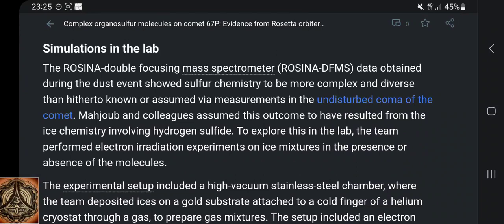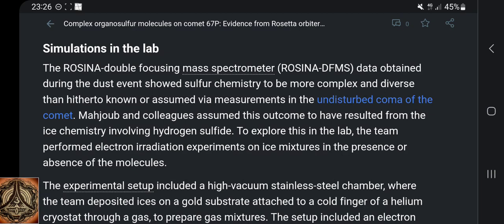Simulations in the lab, because now it gets even more interesting. The Rosina double focusing mass spectrometer, Rosina DFMS, data obtained during the dust event showed sulfur chemistry to be more complex and diverse than hitherto known or assumed via measurements. Anyway, that's a funny thing to say. In the undisturbed coma of the comet, Mahjoub and colleagues assumed this outcome to have resulted from the ice chemistry involving hydrogen sulfide.